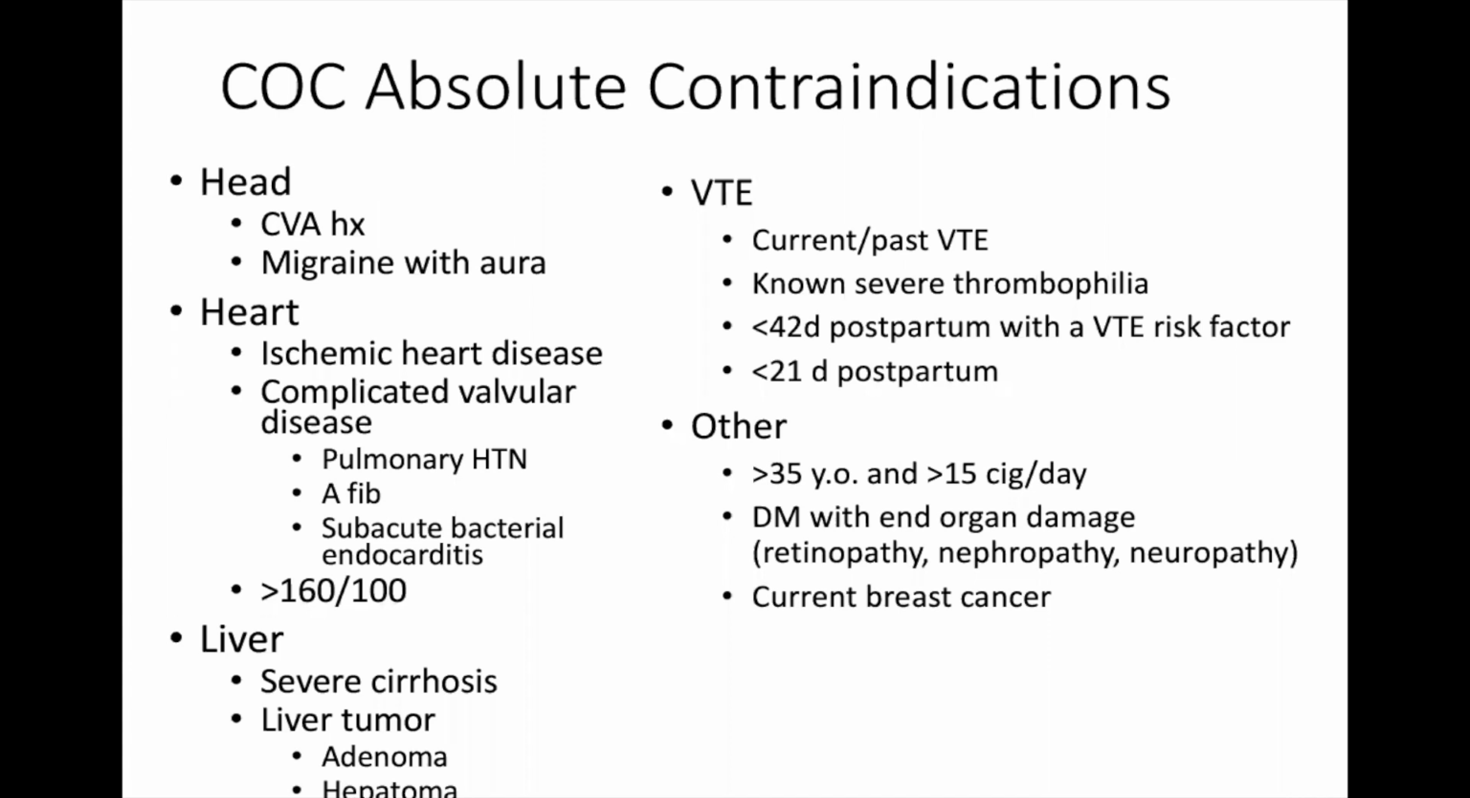VTE, if somebody has a current or past history of VTE, severe thrombophilia, if the woman is less than 42 days postpartum with VTE risk factors or less than 21 days postpartum, you can't start them on continuous pills. Others: if she's older than 35 years old and smokes more than 15 cigarettes per day, diabetes with end organ damage, or current breast cancer. So these are absolute contraindications. You shouldn't be prescribing combined contraception for those women.